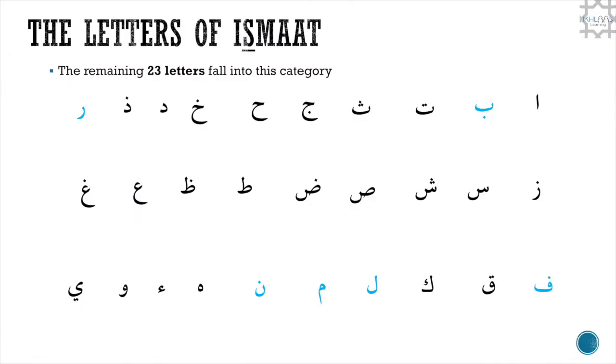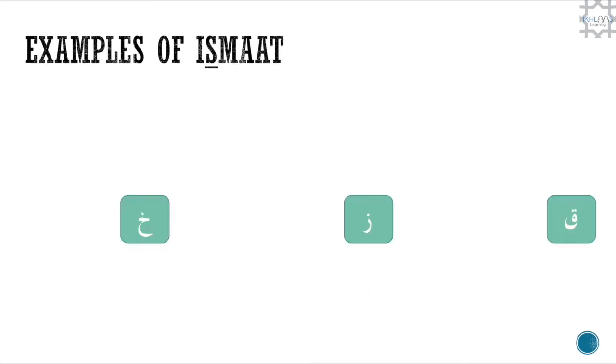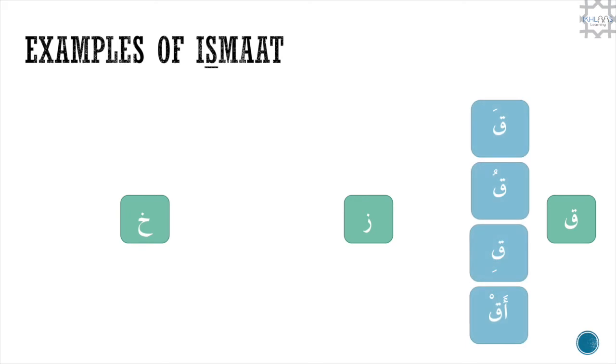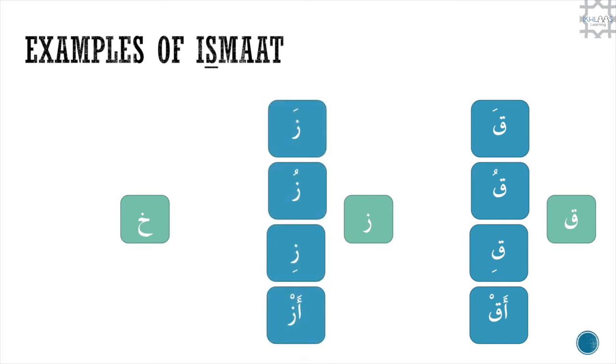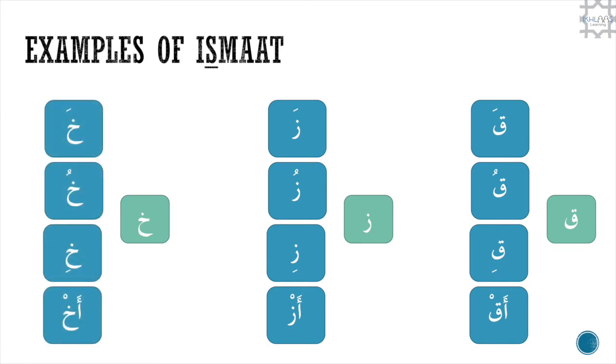The rest of the letters are known as ismat, and there are 23 letters that fall into this category. A few examples of ismat: the letter qaf, qa, qu, qi, aq, and you can see there's a little effort needed to pronounce this letter. The letter za: za, zu, zi, az. The letter kha: kha, khu, khi, akh.